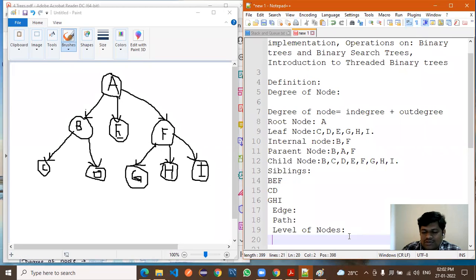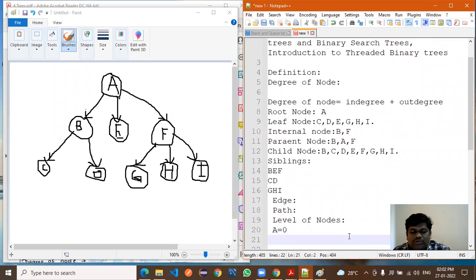Yes, sir, got it. Now next is the level of a node. This is the distance from its root node. Now what is the level of A? Level of a node means it is the distance from the root node. So what is the level of A in that case? Can I say 0? Because A is already the root node, and if you are calculating the level of node A, it will become 0.